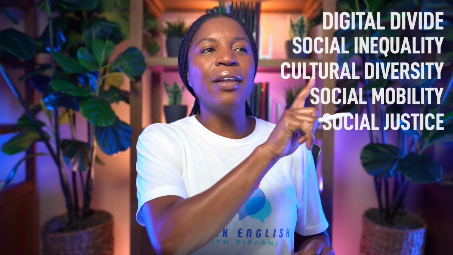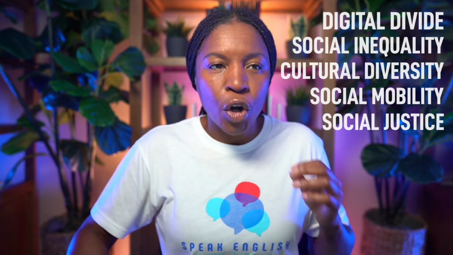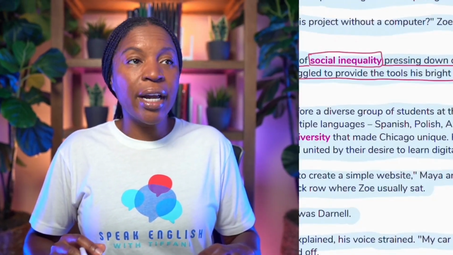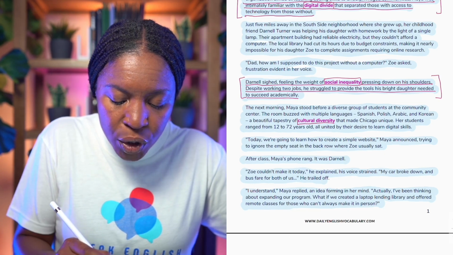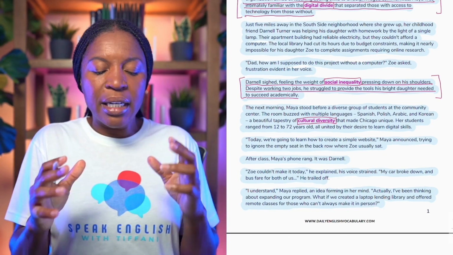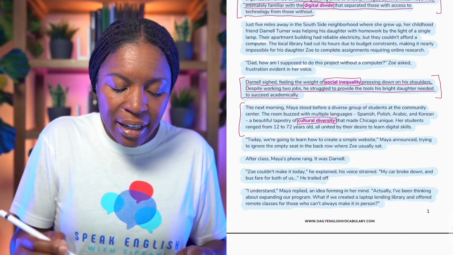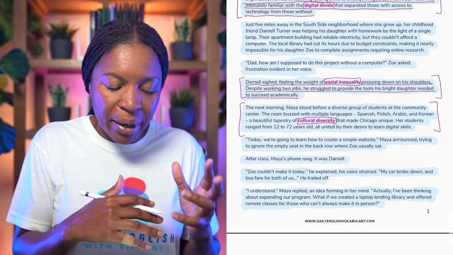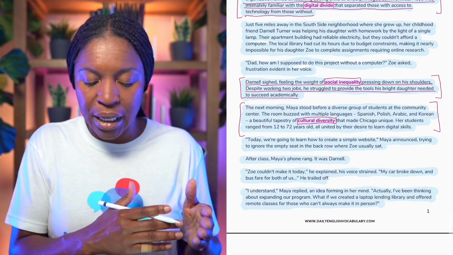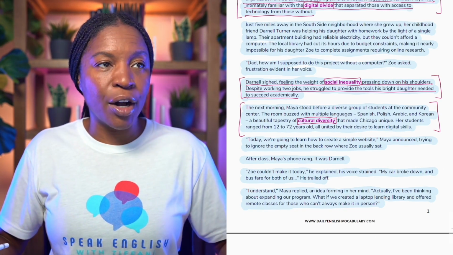Now let's see the next term, our third term. We've had social inequality and we had digital divide. Now let's check out cultural diversity. In the story, cultural diversity came right after social inequality. It was used when Maya was describing the many different languages she heard. She said the room buzzed with multiple languages, Spanish, Polish, Arabic, and Korean, a beautiful tapestry of cultural diversity that made Chicago unique. So let's find out exactly what cultural diversity actually means.